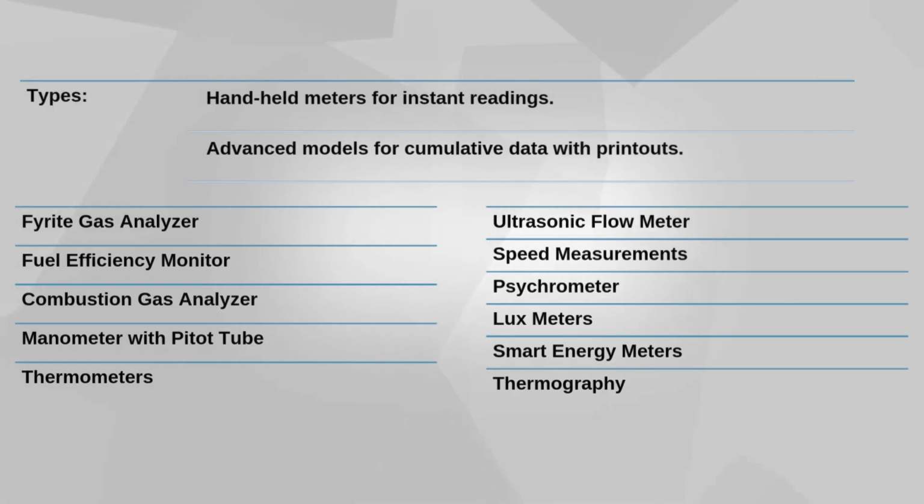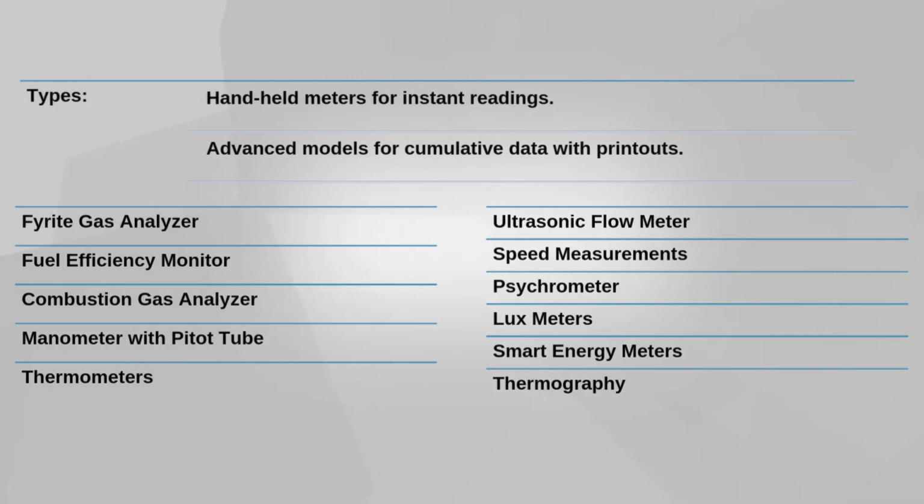Next is speed measurements, which comprises the tachometer, a contact instrument for measuring speed where direct access is possible. Followed by stroboscope, a non-contact instrument that uses high intensity light flashes to measure rotational speeds.